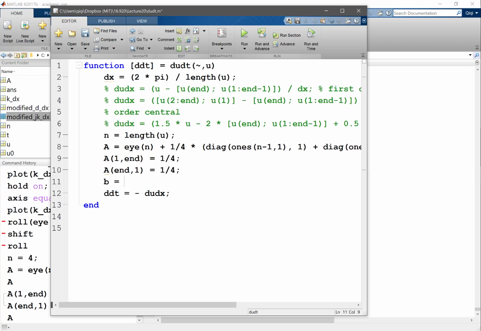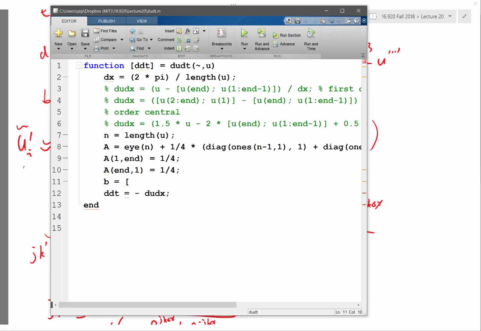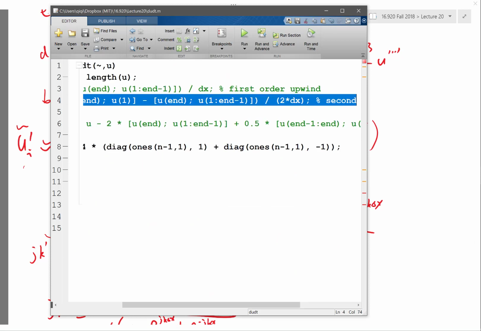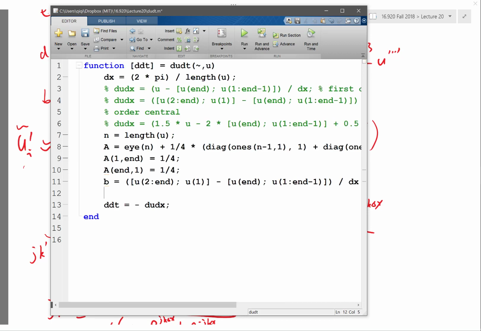I also have B, my right hand side, being basically the central difference multiplied by 3/2, right? The central difference is u i plus 1 minus u i minus 1 divided by 2 delta x. So here I have 3/4 as opposed to a half. So let's just use what we have for the central difference. B is equal to, instead of dividing by 2 delta x, I divide by delta x times 3/4. Okay, and du dx is equal to A backslash B.